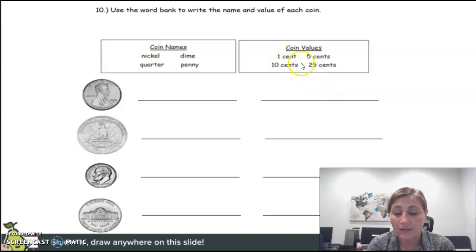We have 1 cent, 5 cents, 10 cents, and 25 cents. So here you are writing the name of each coin. Here you are writing the value of each coin, how much each coin is worth.